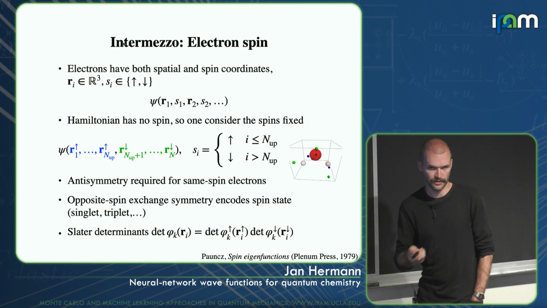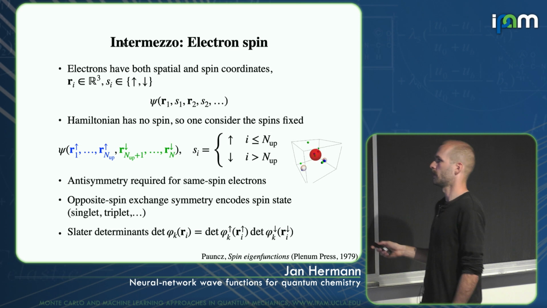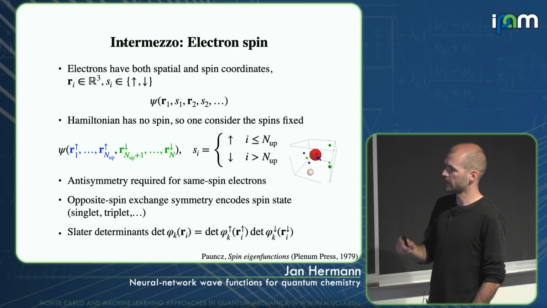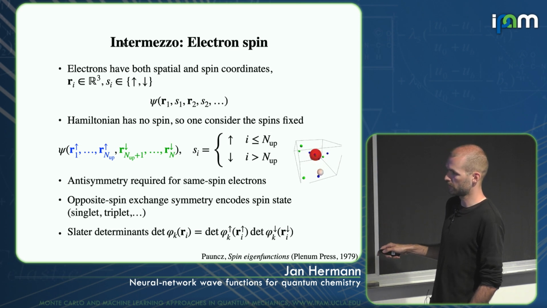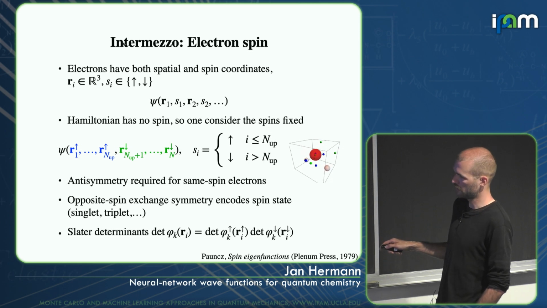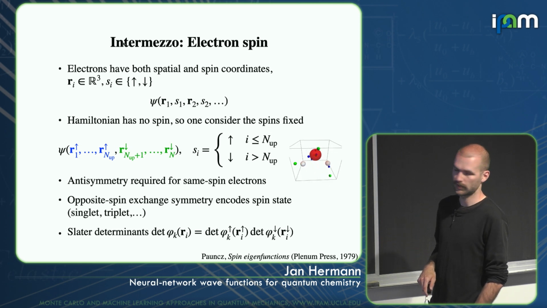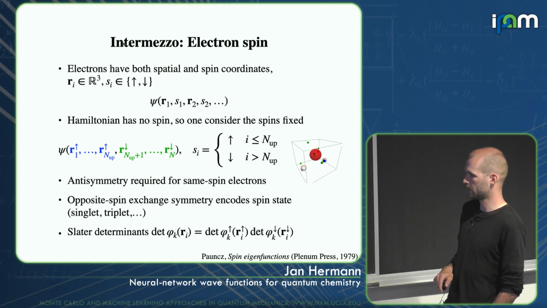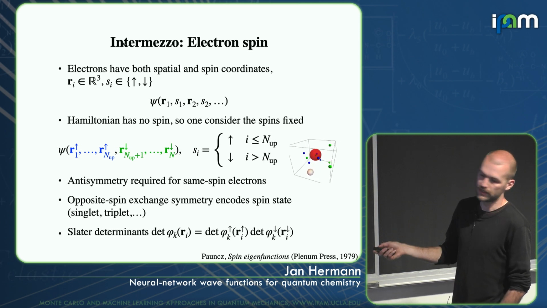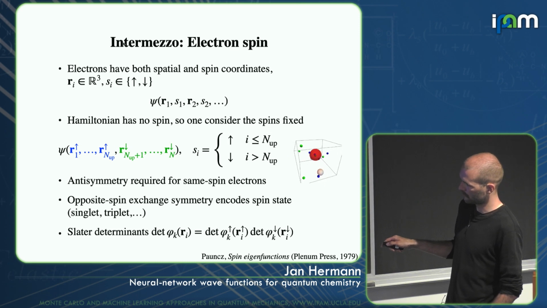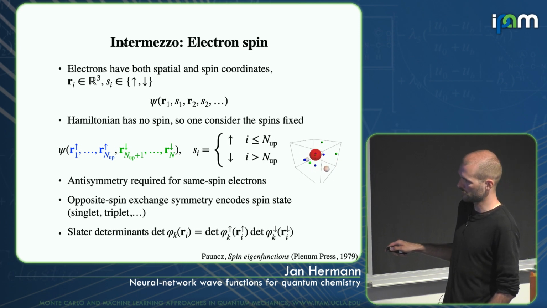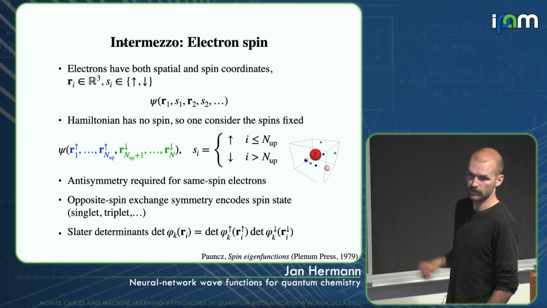But because the Hamiltonian has no spin, you can actually just write down that the spins are fixed, and say, okay, I'll have just a spatial wave function where the first n up electrons will be the electrons up, and then the rest will be n down. And then what you only need is antisymmetry within these spin subspaces. So you only need that the wave function is antisymmetric with respect to exchange of these electrons, and separately with respect to exchange of these. But you don't have to enforce any symmetry when you exchange up for down.